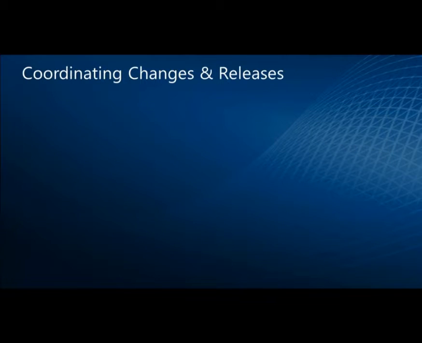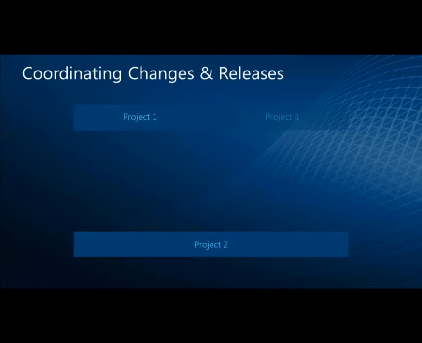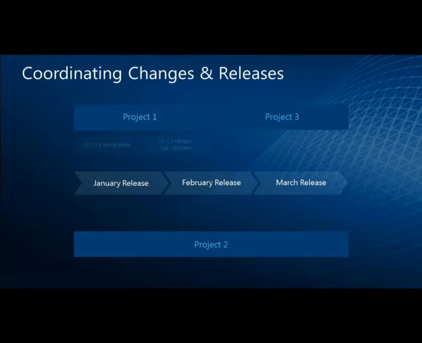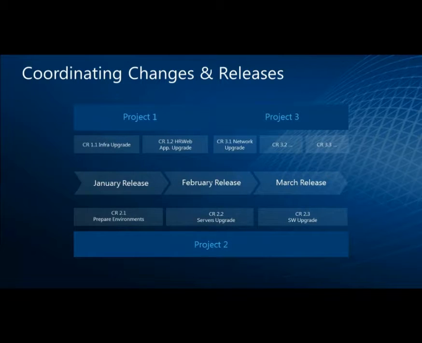So let's look at how we coordinate that and bring that together, because this is something I think is really powerful. First off, let's set the scene. We have three projects here. Each project has a series of change requests, and we need to encapsulate those inside a monthly release cycle. We have 3 releases, January, February, March, and we have our change requests.